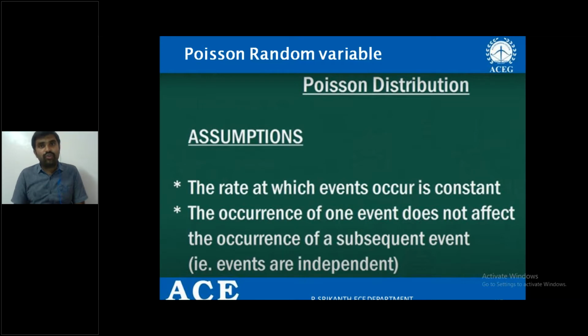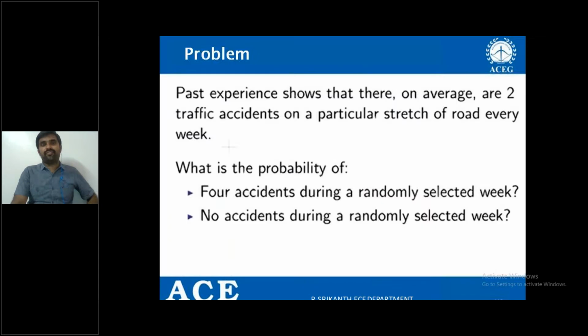So what are the assumptions you need to take? The rate at which events occur is constant. The rate, in the sense per unit time, must be constant. And the occurrence of one event does not affect the occurrence of a subsequent event. That is independent. All the events must be independent. For example, here if I take arrivals to the petrol pump, number of cars or number of buses, and number of two-wheelers, all the events must be independent, right? These are the assumptions you need to take for defining the Poisson random variable.